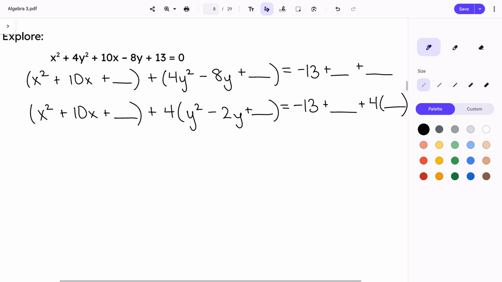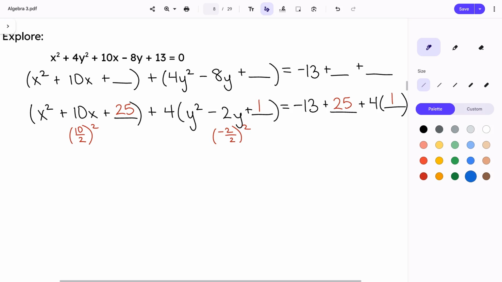All right, so now let's start completing the square. So you're taking half of 10 and dividing by 2, and you're squaring it. So what's that going to be? 25. So that's going to go in this first blank and the first one after the -13. And then over on the second one here, we're going to take -2 divided by 2 and square that. What is that number? Just 1.